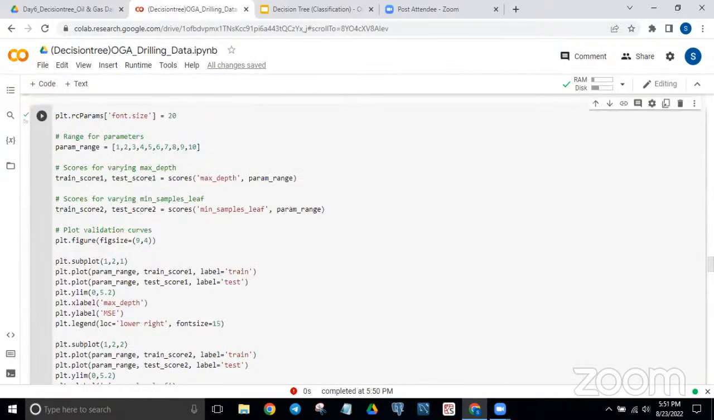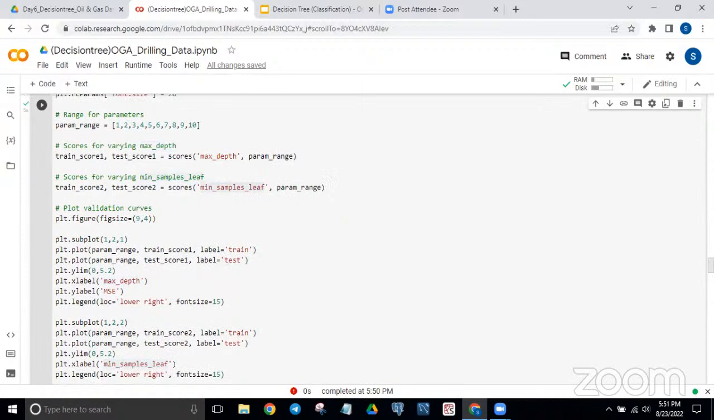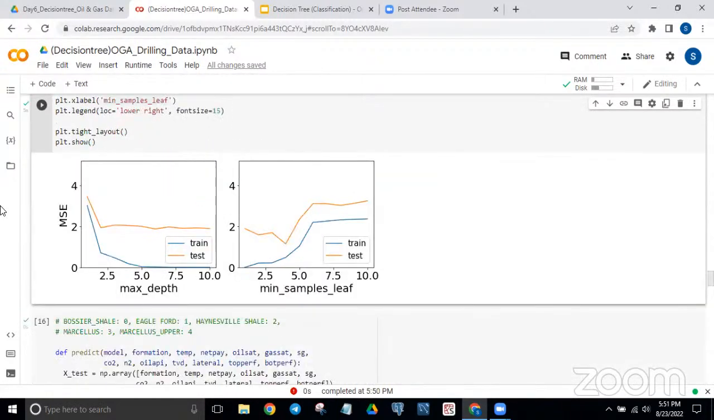I have taken different parameter ranges here, and using these parameter ranges, I have used the parameter max depth, and I am looking into min sample leaf. These are different hyper tuning parameters that we have. Based on that, I am trying to find what changes I am having.